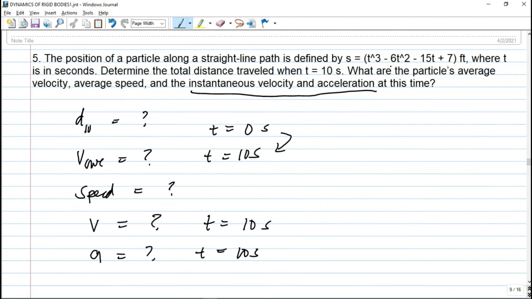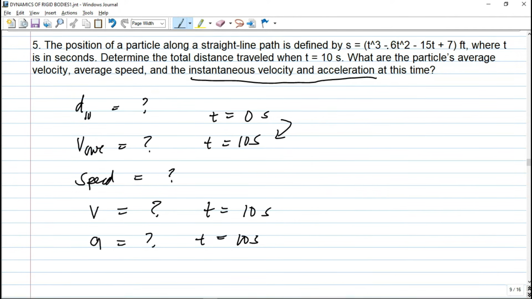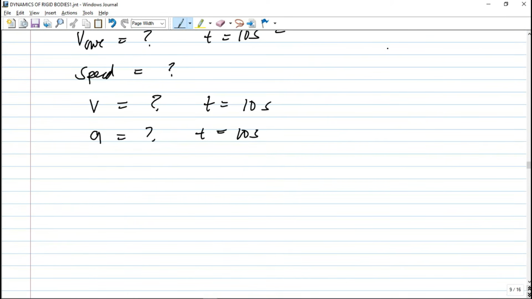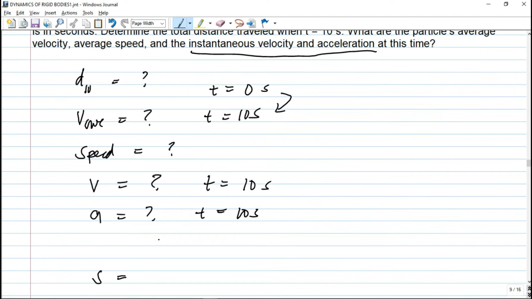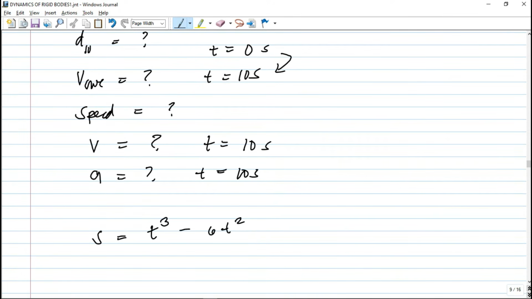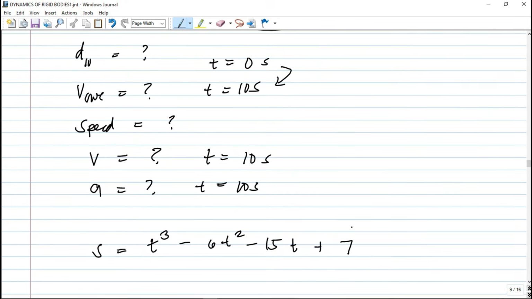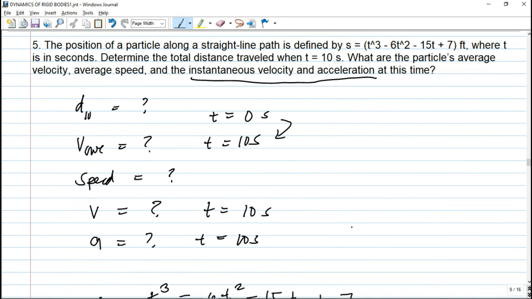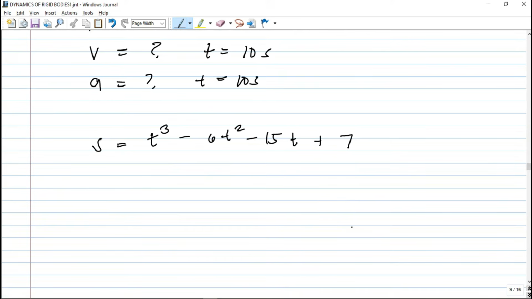Let's find the instantaneous velocity and instantaneous acceleration, because those are what we find first if we get the derivative of this equation. We have here the equation for distance with respect to time: s equals t cubed minus 6t squared minus 15t plus 7. We get the first derivative of distance with respect to time, then substitute time, and that is the instantaneous velocity.